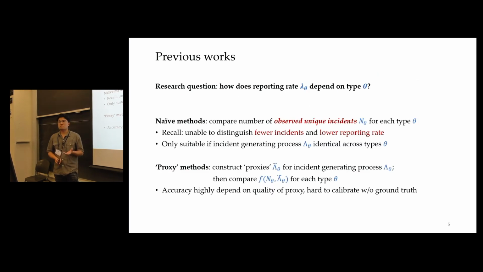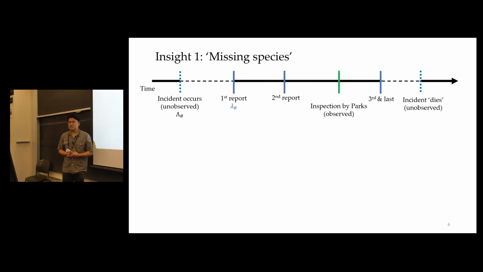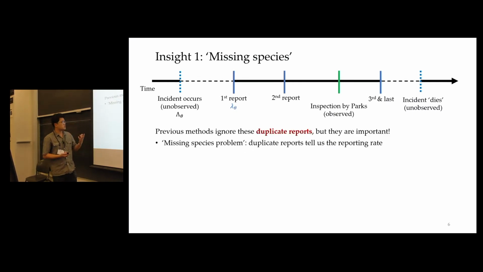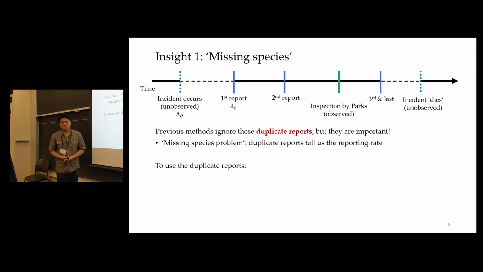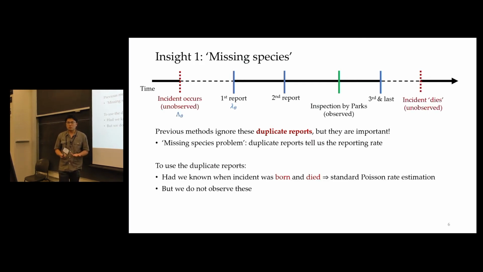So to overcome the problems faced, we have mainly two insights. The first insight originates from the missing species problem literature, which states that duplicative reports about the same incident tell us the reporting rate. So in the ideal world, if we want to use the duplicate reports, we want to know when the incident occurred and when it died. Had we known these two, it's just problem solved. It's a standard Poisson rate estimation problem, very easy.